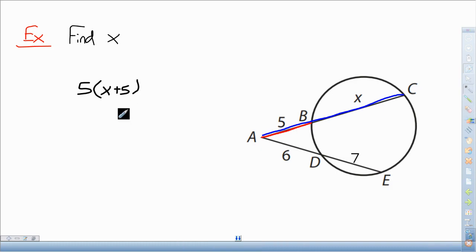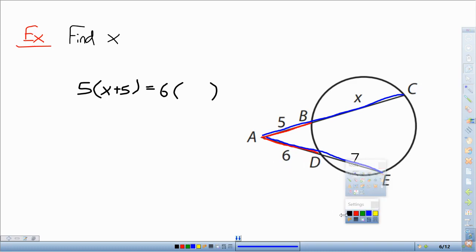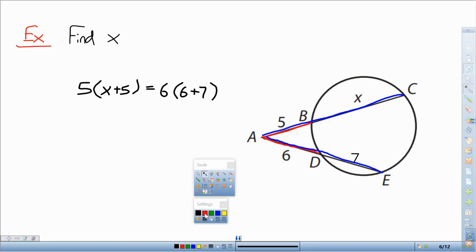Okay, so that is going to equal me doing it with the same secant line here, taking the outer portion, which is a 6, and multiplying it times the entire segment. Okay, the entire segment, be careful, is not 7, it is 6 plus 7. All right, which we could add together and get a 13, but I'm going to put 6 plus 7 in here just so in your notes you can really understand where we're getting a 13 from on the next step. Okay, so now we have our equation.